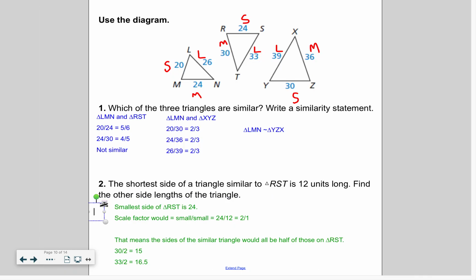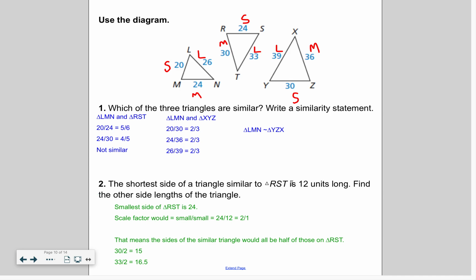Okay, you can see my answers here. Again, look how I labeled it, small, medium, large. And again, when I compared this one and this one, I did my smallest, I did my medium. Right away, my ratios did not work out. So I stopped there and was like, they're not similar. Then I compared the left to the right, and I got all of the same ratios. So those are similar by SSS similarity.